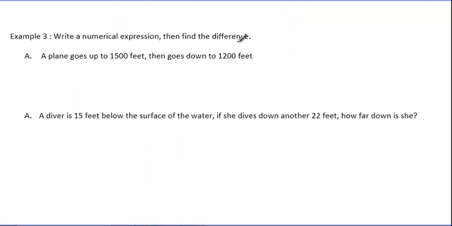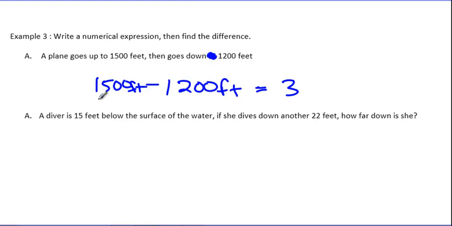We're asked to write a numerical expression, then find the difference. So, we have a plane that's up in the air 1,500 feet, and it goes down 1,200 feet. It should say that, the original has a typo. Pretty simple here. Write a numerical expression. Let's go ahead and include the units on this. So 1,500 feet minus 1,200 feet is going to leave this plane up above the ground 300 feet. Hopefully this plane's coming in for a landing and not something else.